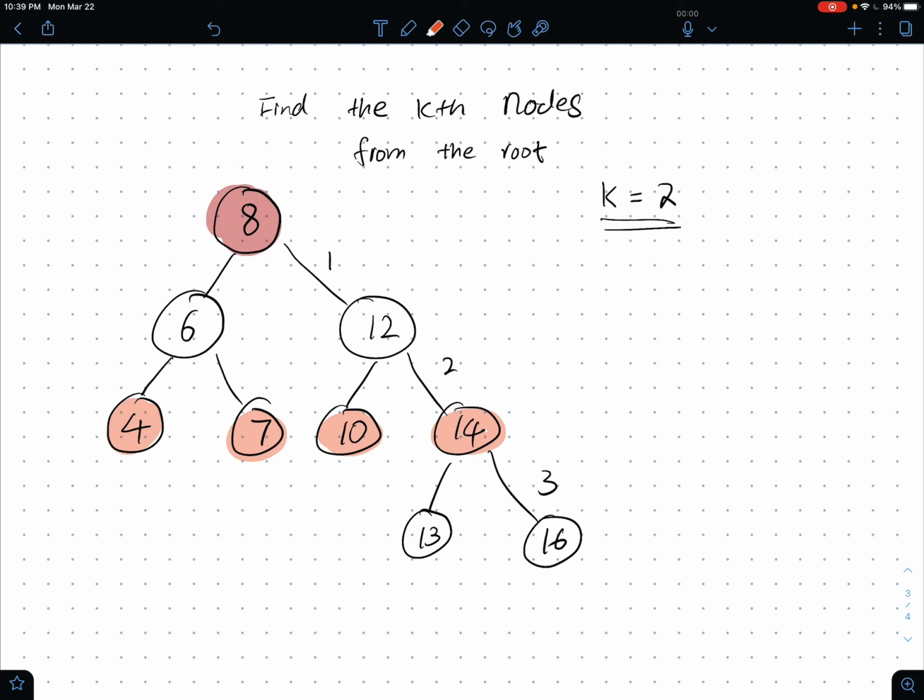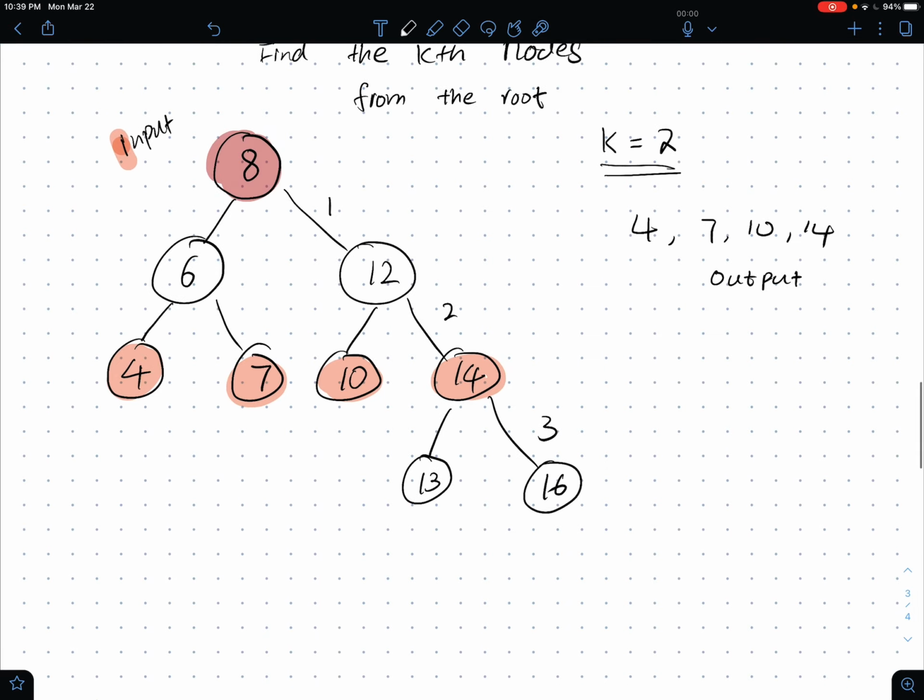So the tree will be our input. The 4 nodes, 4, 7, 10, 14 will be our output. Now, how do we make this happen?